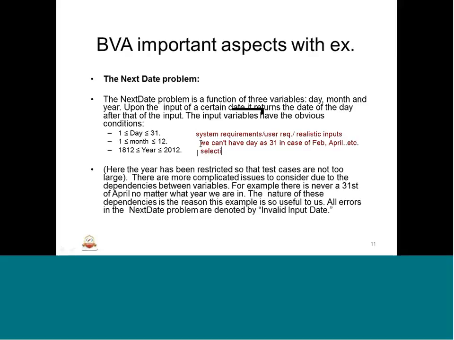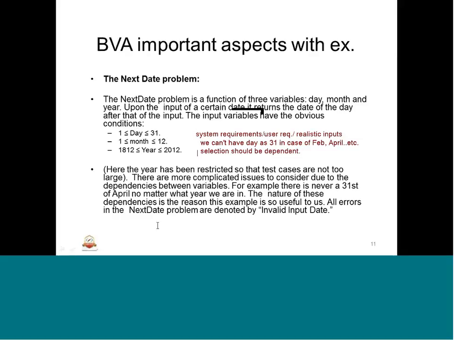So we need to have a selection in such a way that the selection is dependent. That means we need to understand what other circumstances need to be considered. So it is very important, not just enough to have boundary values just because the day field takes 1 to 31. It is also important to understand the other aspects of dependency in terms of the variables.